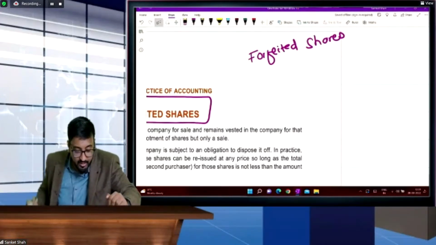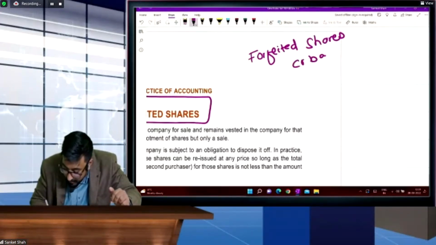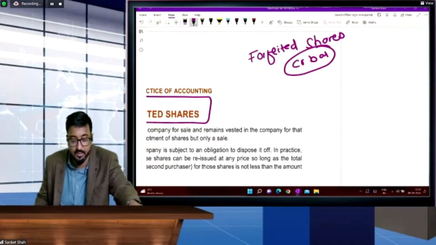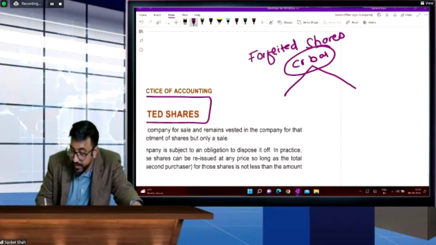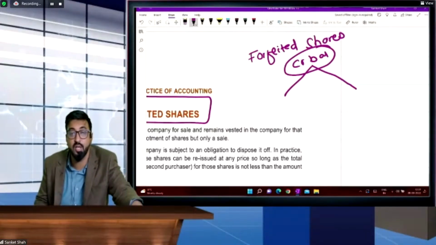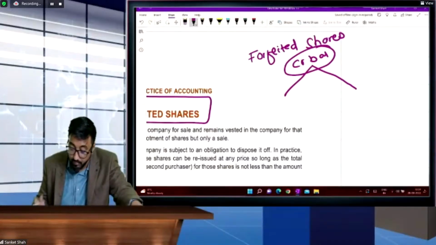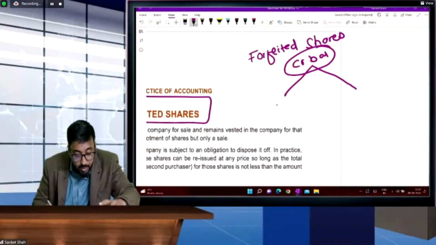Yes, Lakshita is saying, sir, credit balance. Very good, first answered by Lakshita. Credit balance. This credit balance is shown under the head share capital, forfeited shares, as a credit balance on the liability side, equity and liability side. Now we have two options.